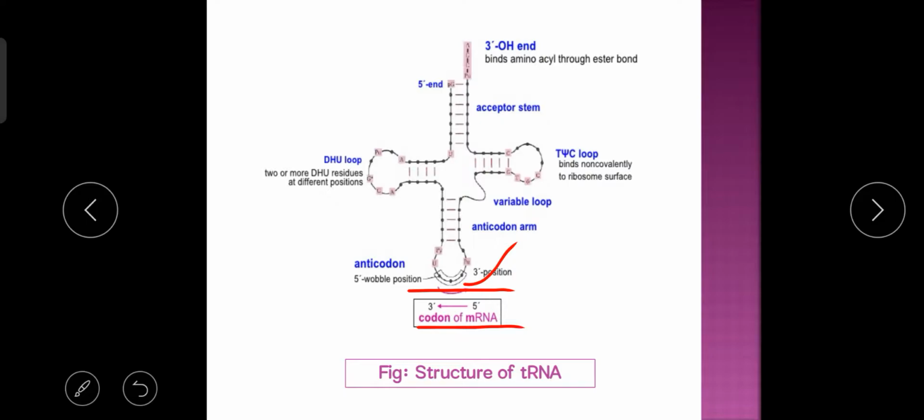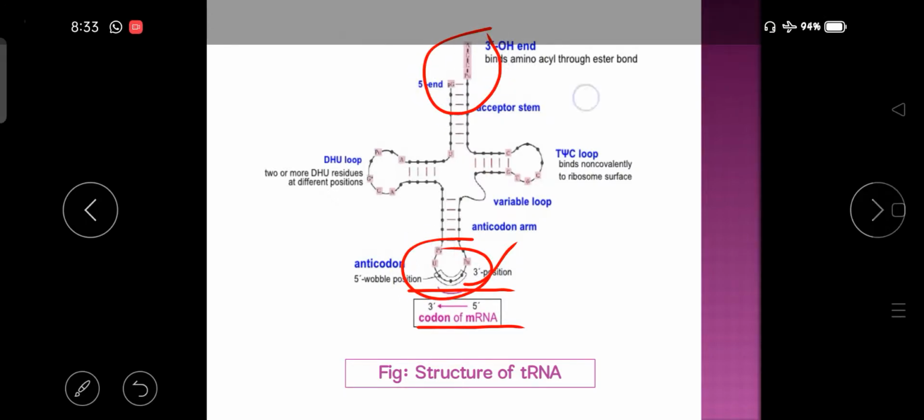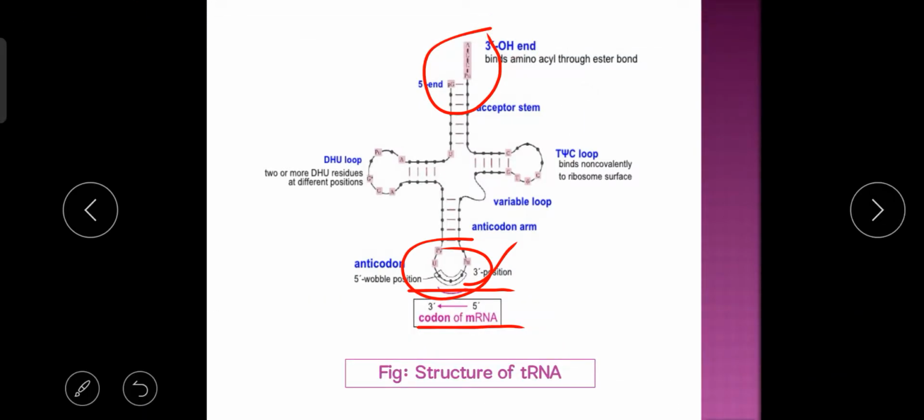Then opposite of this anticodon loop, the next one is the amino acid binding site. This is the amino acid binding site which contains the hydroxyl group and CCA. These are nitrogenous bases. So this is the 3' end which contains the hydroxyl group, whereas this is the 5' end. Opposite of the anticodon loop, this is called the amino acid binding site.